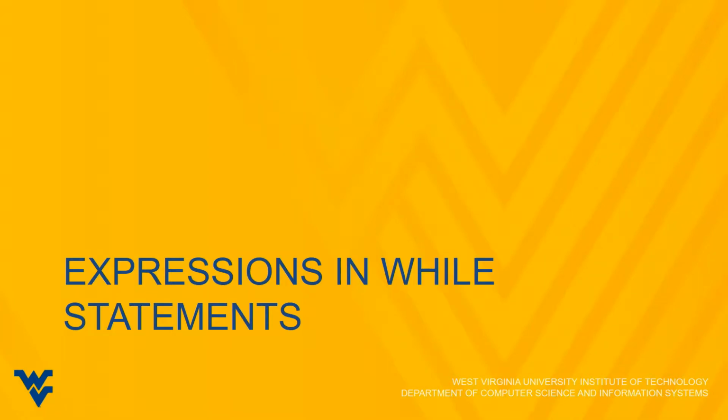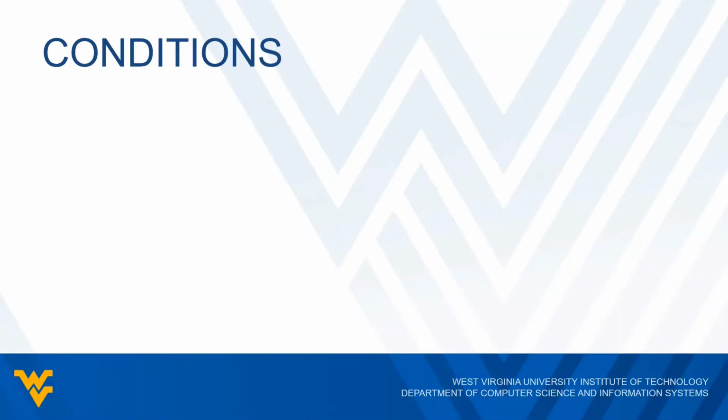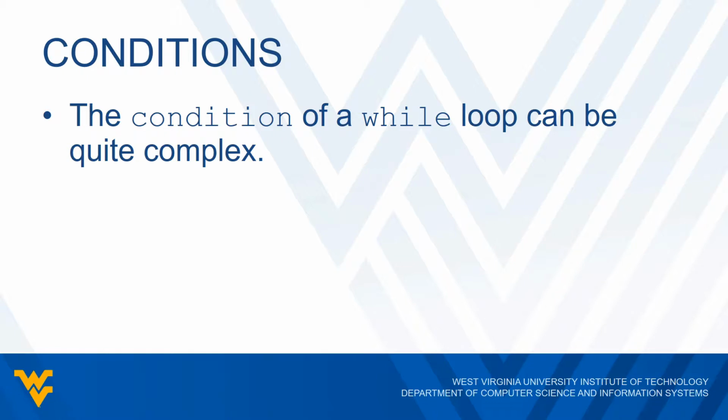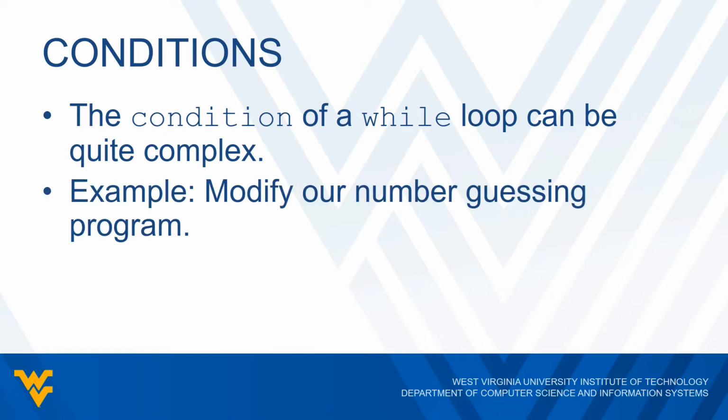We'll now take a look at some additional expressions that we can include in our while loops. In all of our previous examples with while loops, the condition was usually pretty simple, but this isn't always going to be true. In fact, the condition of a while loop can become quite complex. So let's take a look at an example to see this.